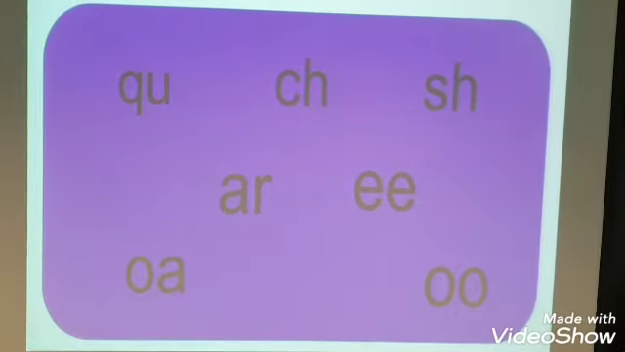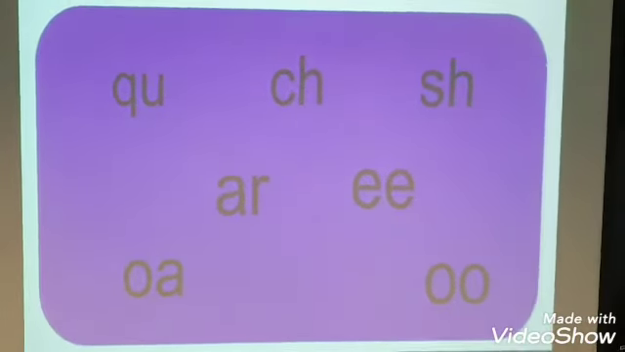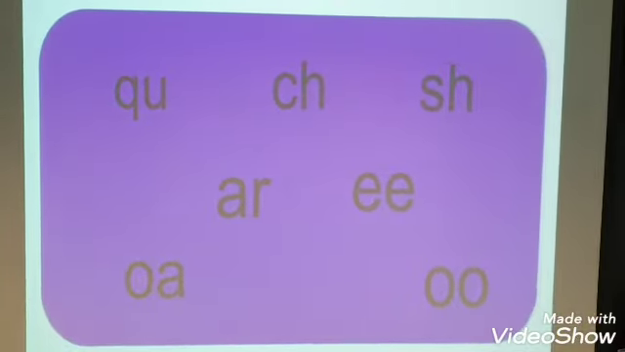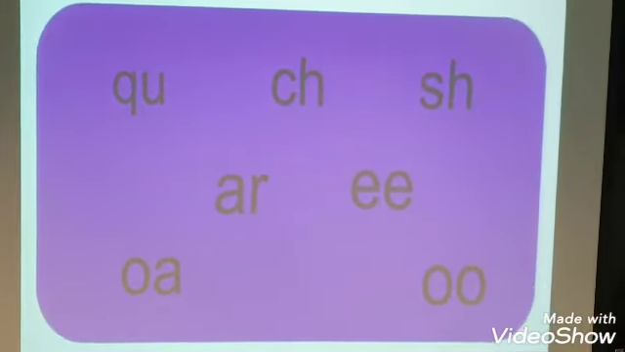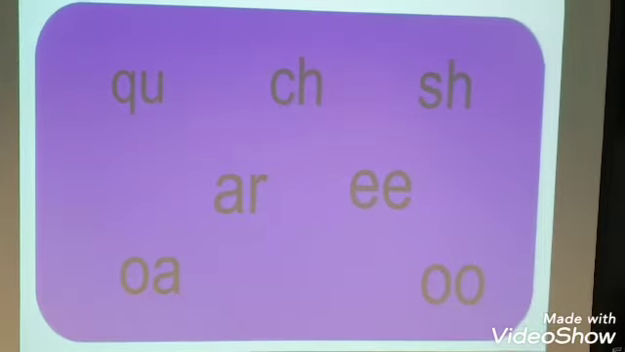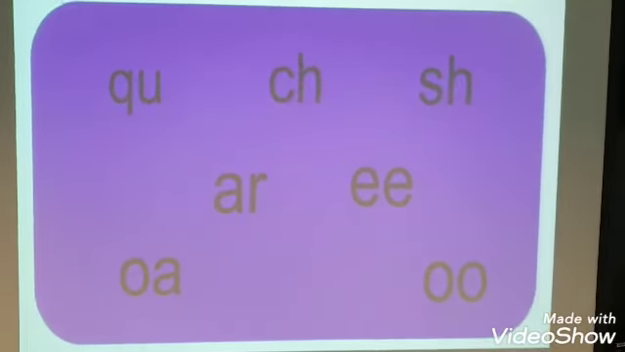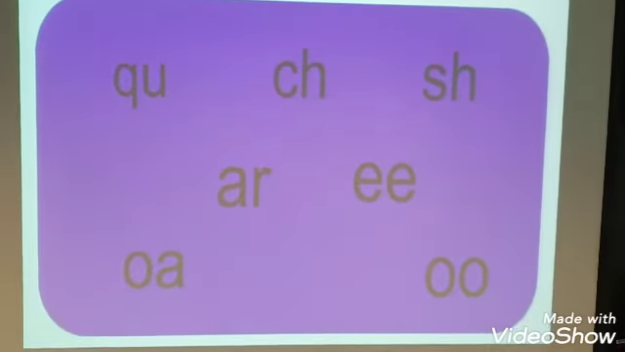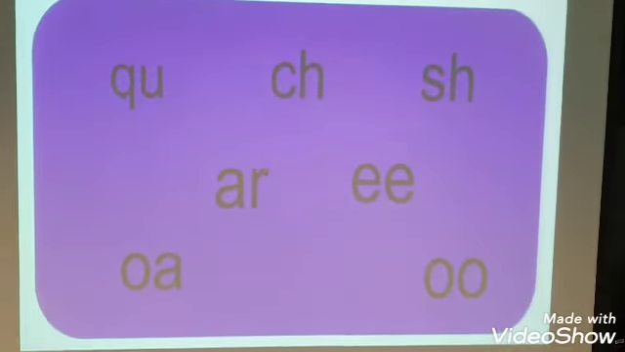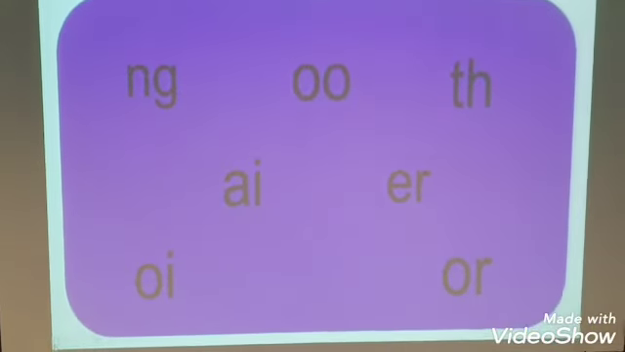Now the last one, which is the oo, we are going to do again this time because this is a very special sound and it has an oo sound, but it also has a ook sound, just like in the word book or cook. But last time when we used it here, we used it for words like moon and spoon. These are the sounds that we will be using today.